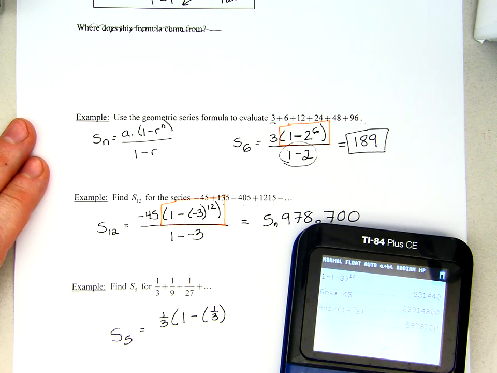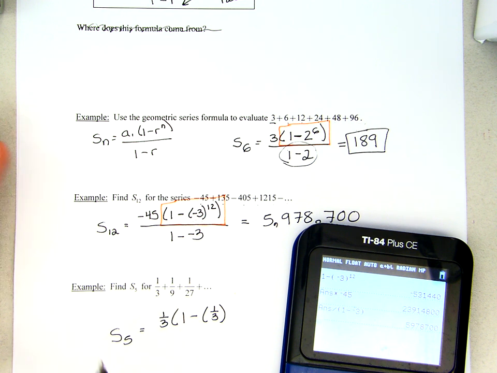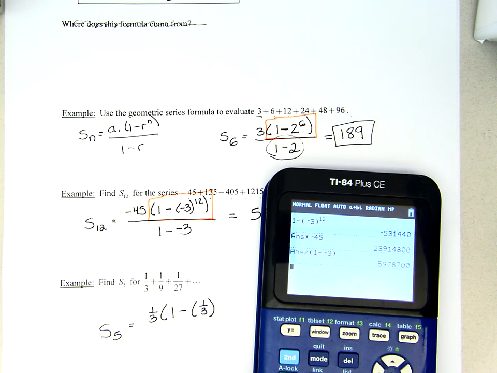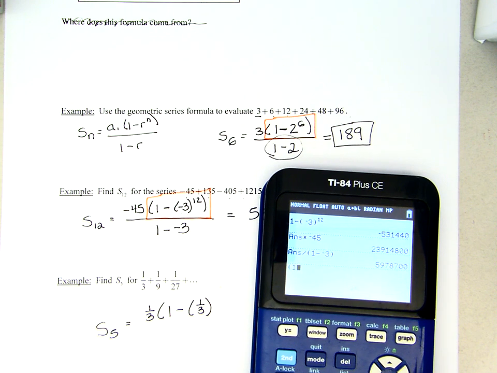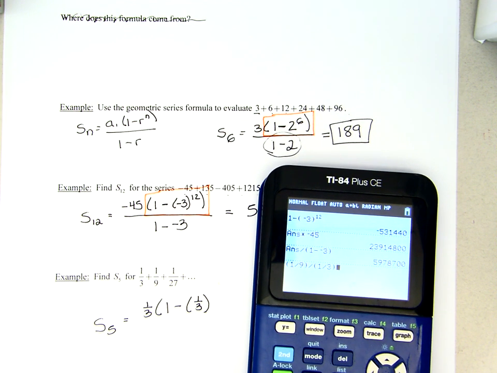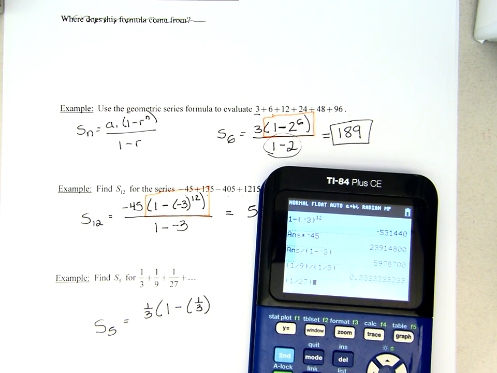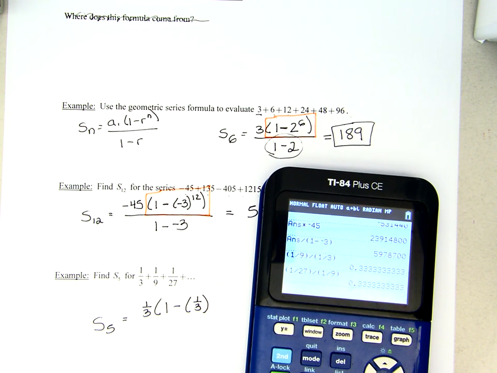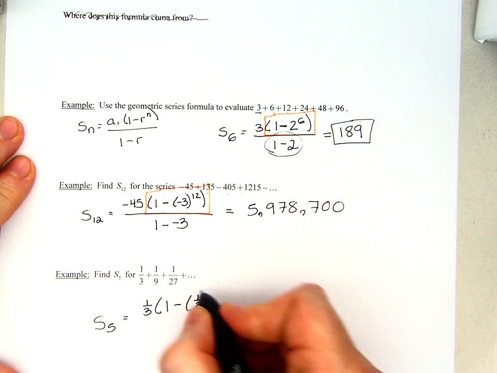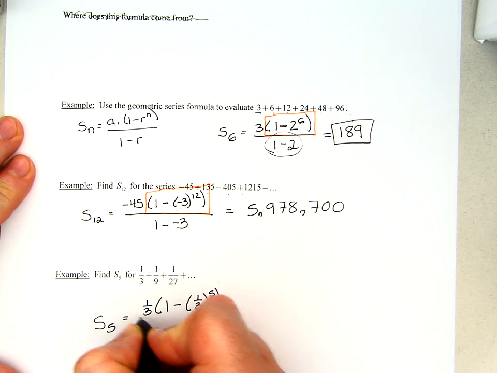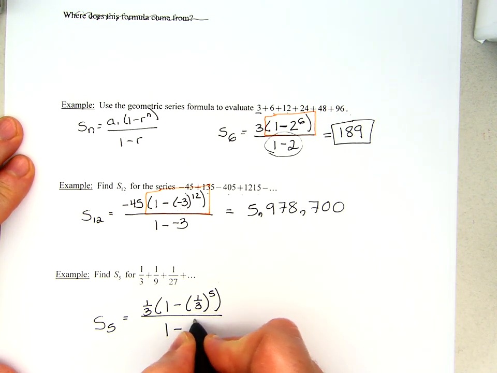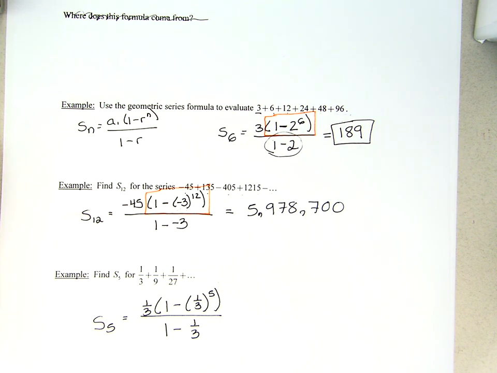If you're not seeing that, first of all, ask yourself, 1/3 times what gives you 1/9? Yeah, 1/3. 1/9 times what gives you 1/27? 1/3. You could also do the division on the calculator as long as you're careful with your parentheses. 1/9 divided by 1/3, yeah, that's 1/3. 1/27 divided by 1/9, yeah, that's 1/3. I'm going to raise this to the 5th power. I'm going to divide by 1 minus 1/3.